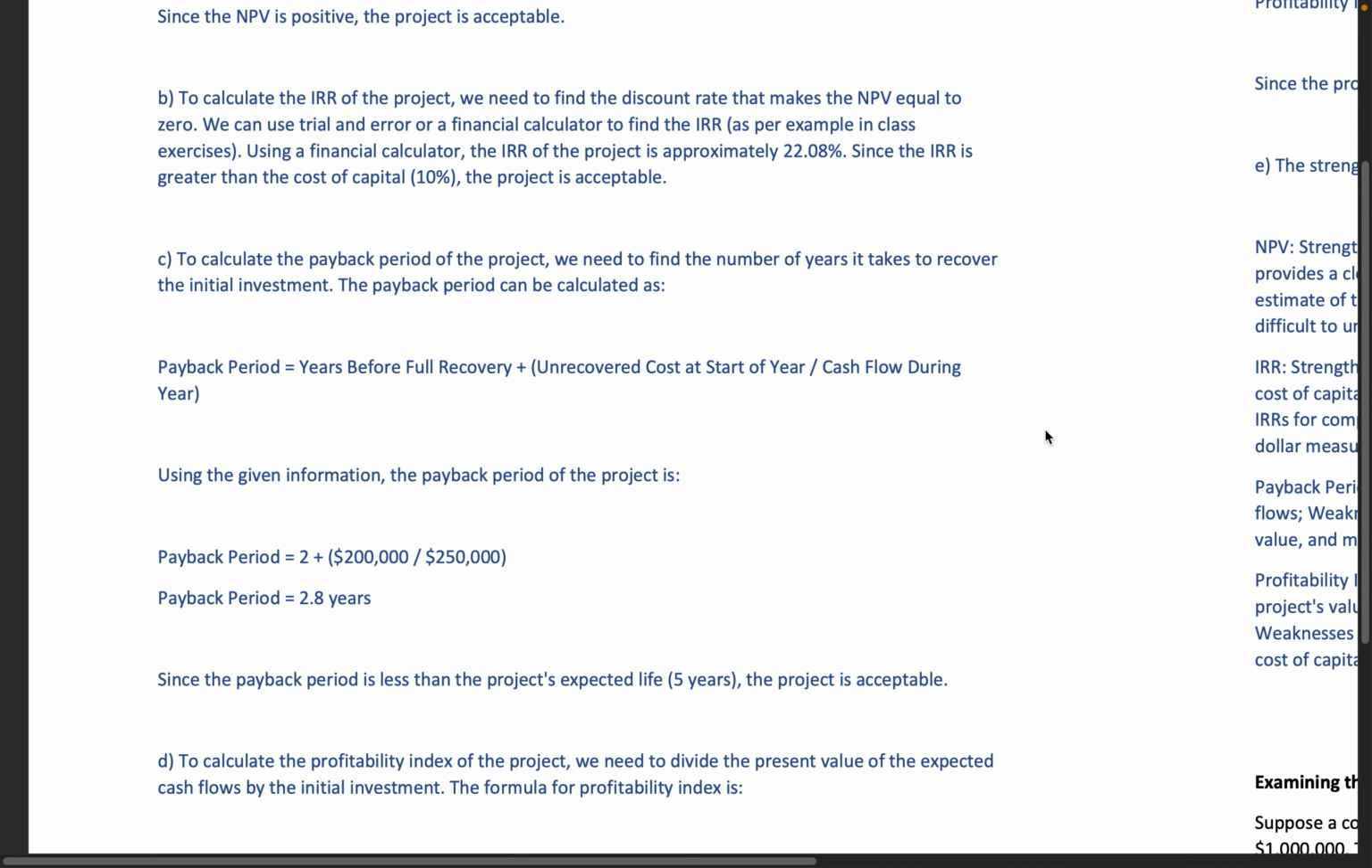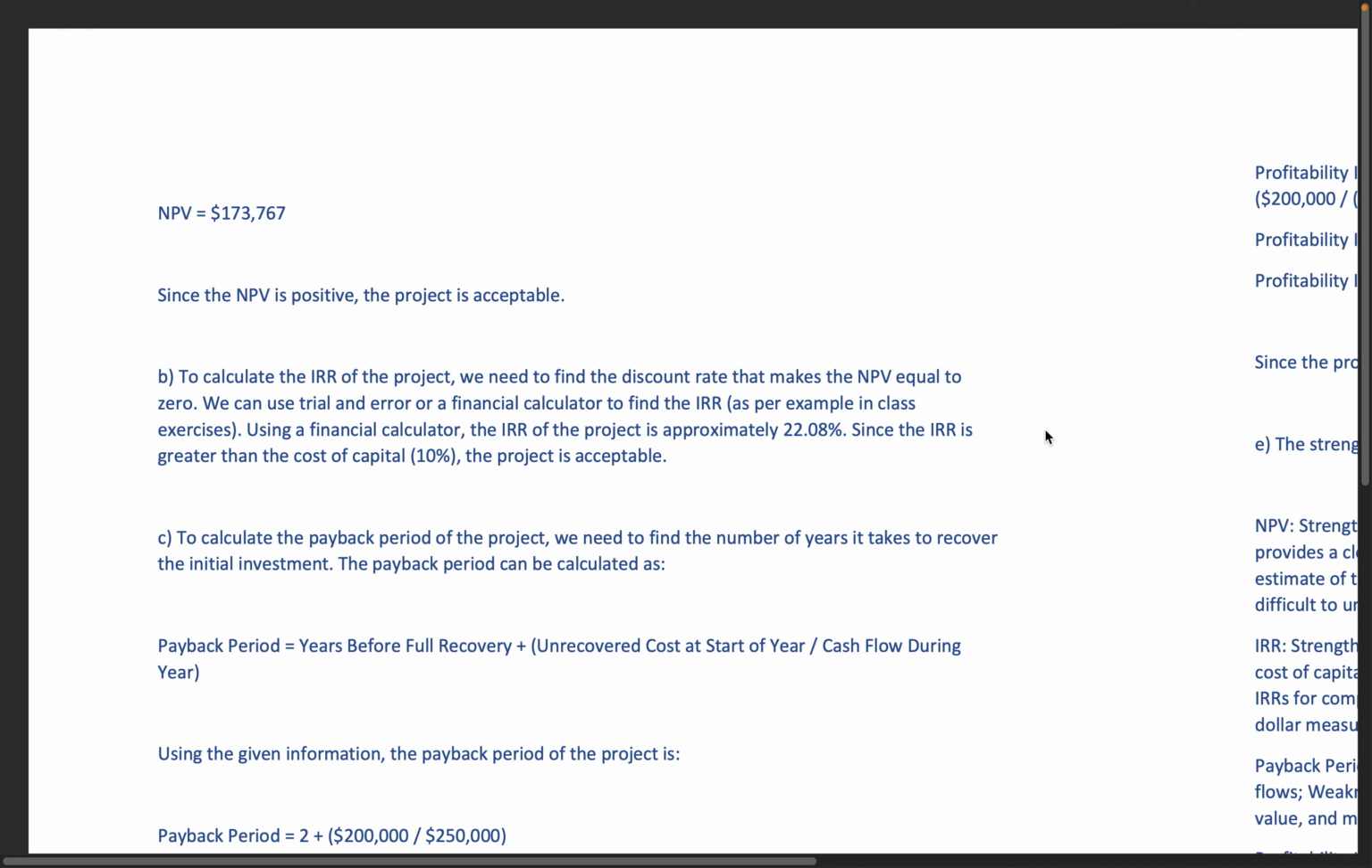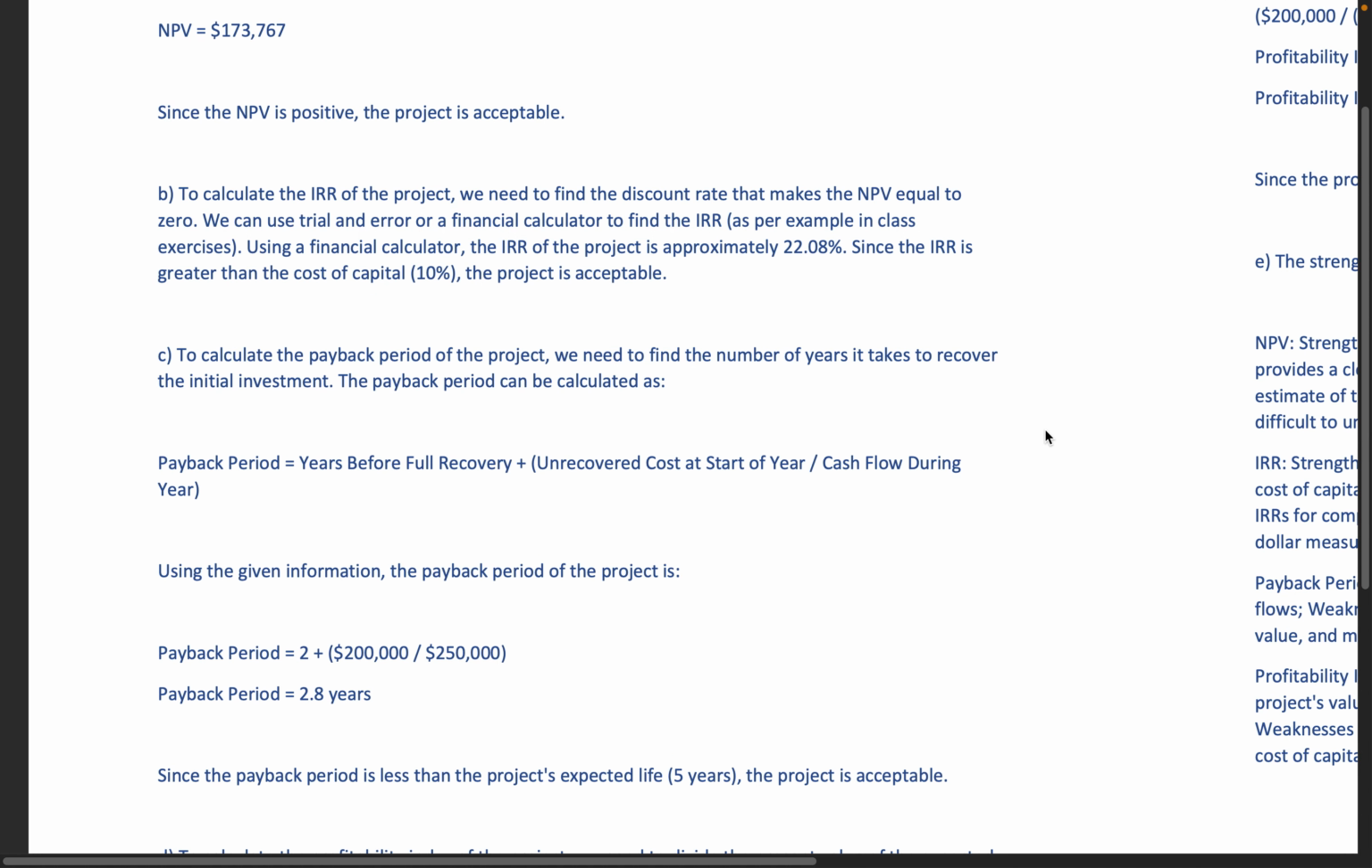So in this instance, we had 2 years worth of cash flows that still didn't bring us to the required amount. That was our initial investment. And then we had still 200,000 left to recover in year 3. And so we put this over the projected cash flow in year 3. So 200 over 250 equals 2.8 years.